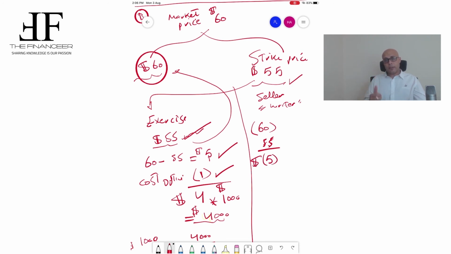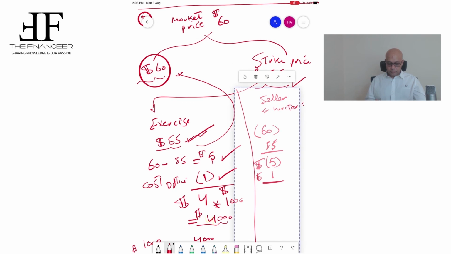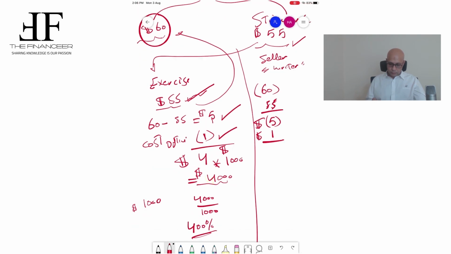But careful again, the seller collected in the beginning $1,000 for selling this contract to the buyer. And per share, it is $1. So the seller will consider that he collected $1 before. So the net loss on my side is $4. This is the net loss on the seller side. On how many shares? The seller is going to multiply by 1,000 shares. So the total loss will be $4,000.